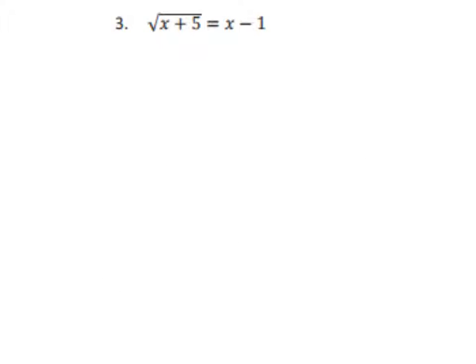Looking at question number 3 here, notice that the radical has already been isolated for you, which means you can skip right to step 2 and eliminate that radical by squaring both sides. So my left hand side here becomes x plus 5 is equal to x minus 1, the whole thing squared. And off to the side here, let's do tabular for that x minus 1 squared.